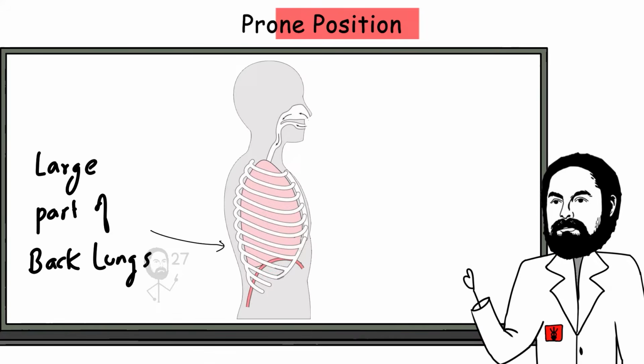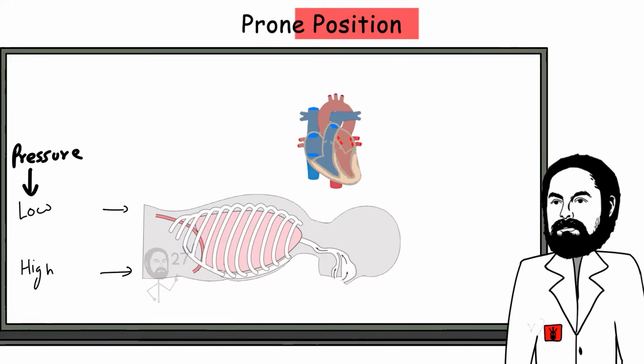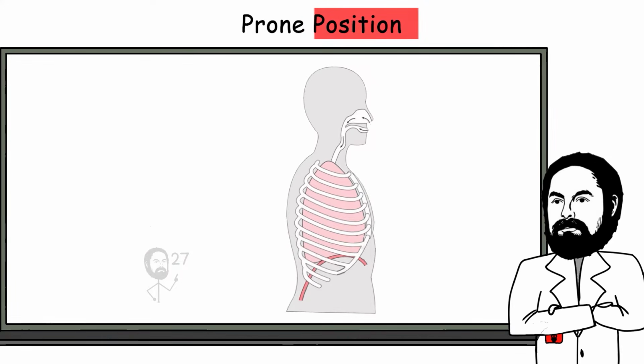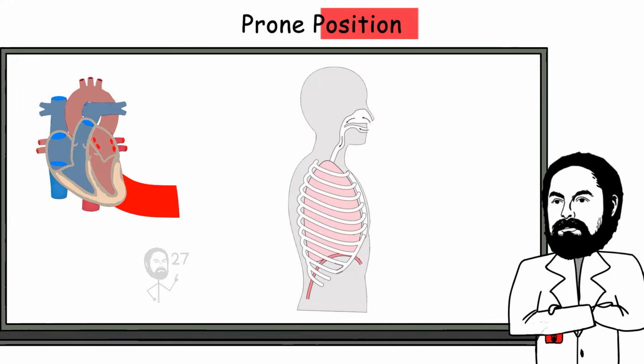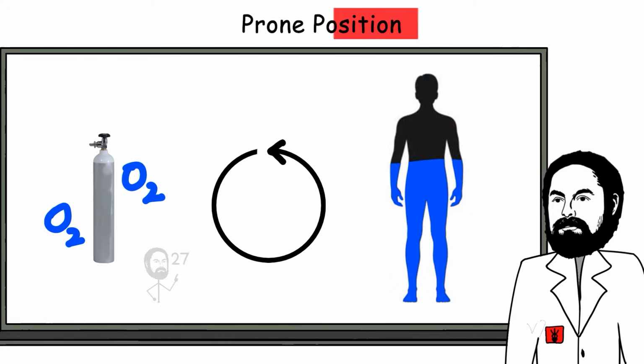Another advantage is a large portion of your lung tissue is located in your back. When you lie face down, you remove the heavy pressure of your heart and stomach organs from these dorsal lung segments. This allows the back of your lungs to expand more fully and receive more blood flow. This process ensures that oxygen is distributed more efficiently throughout the entire body.